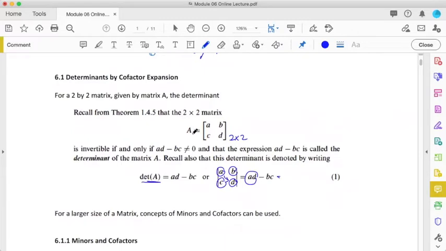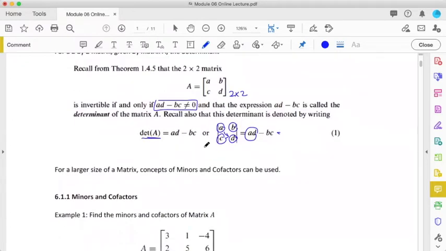And for a matrix A to be invertible, we have a condition where this equation is being met. If this equation is equal to 0, then we have a matrix which is not invertible. But if we have a value which is not equal to 0, then we have a matrix which is invertible. For a larger matrix, the concepts of minors and cofactors can be used. I have explained these concepts in module 5, so you can go and check module 5.